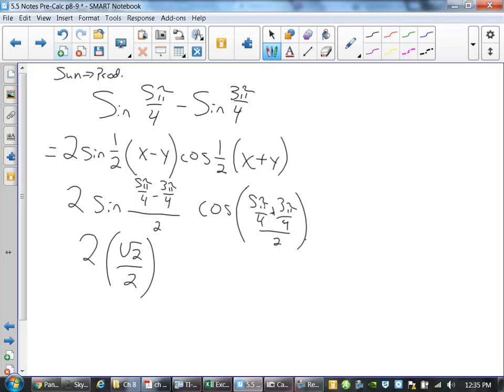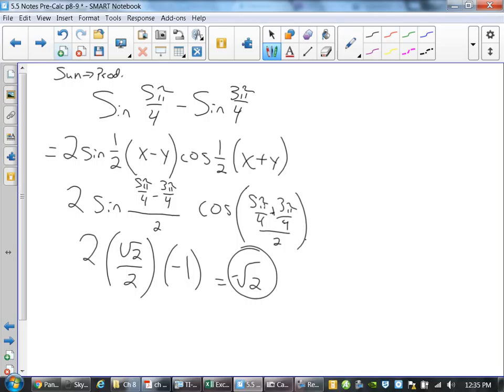What is 5/4 plus 3/4? 8/4, which is 2 pi. What's 2 pi divided by 2? What's the cosine at pi? -1. So negative 2. No. Oh, because the 2's drop. It's -1 times 2. That's pi over 2. Oh. Remember, you're just using the product formula.